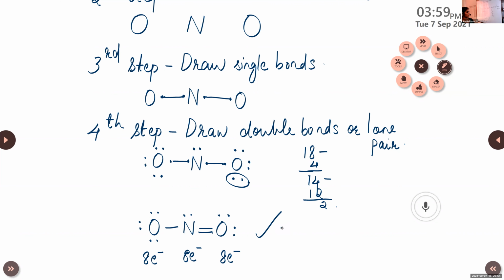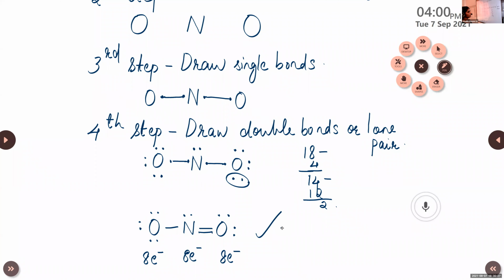First, you have to find out the valence electrons. In the second step, draw the skeletal structure. While drawing the skeletal structure, put the least electronegative atom at the center. Then draw the single bonds between the different atoms. Then the fourth step, draw double bonds or lone pairs. So you will start with lone pairs and then you will be able to find out which bond is missing there. Then you can draw the double bond. So this is the Lewis structure of NO2 minus, the nitrite ion.